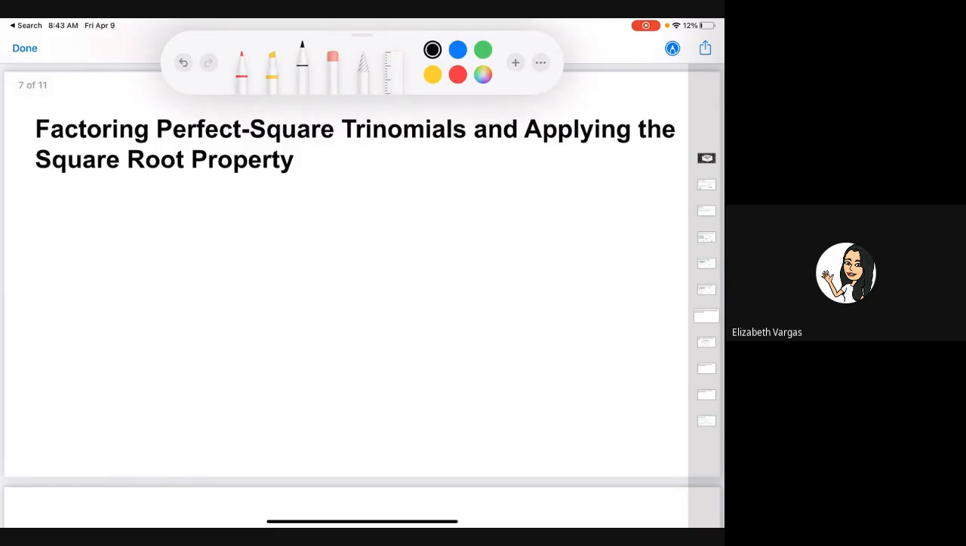So now we're going to look at factoring a perfect square trinomial and applying the square root property. So basically, what I'm going to be able to do is solve this equation by both factoring it out and by also applying the square root property. So I'll be able to find the solutions for my x. Okay?